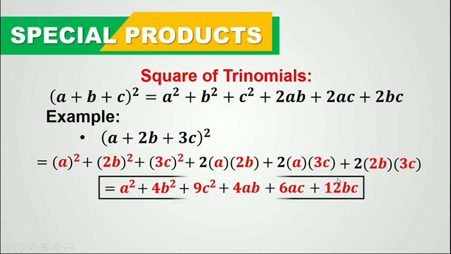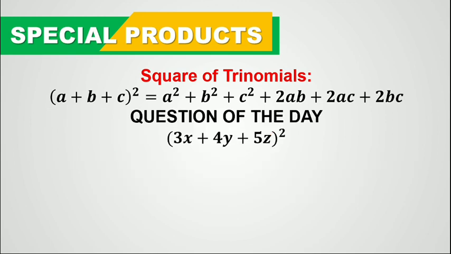And this is now our answer for this particular given. So that's basically how you square a trinomial. This time, let's try to answer the question of the day. We're going to square this trinomial 3x plus 4y plus 5z.